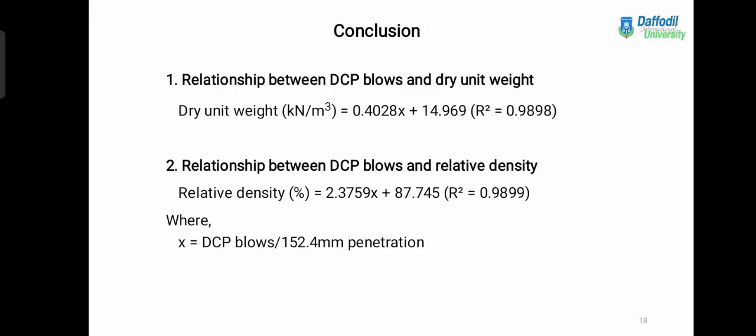Conclusion. In this study, two relationships have been developed. One is DCPT blows versus dry unit weight and another is DCPT blows versus relative density. Both are linear relationships with a high coefficient of determination, and it is expected that both relationships can be used for the quality control of improved subgrade layer.